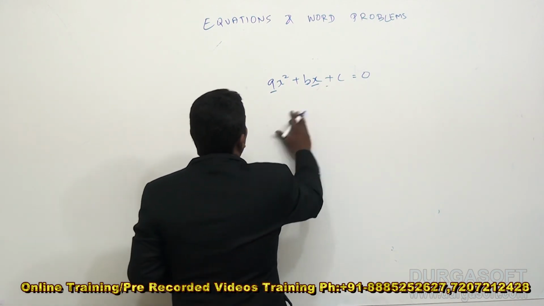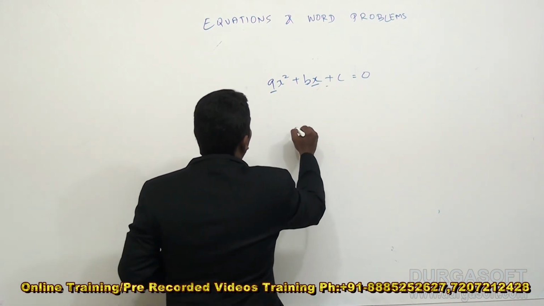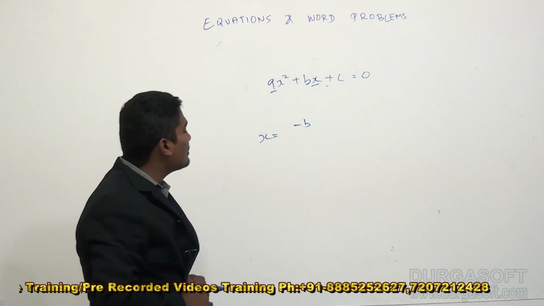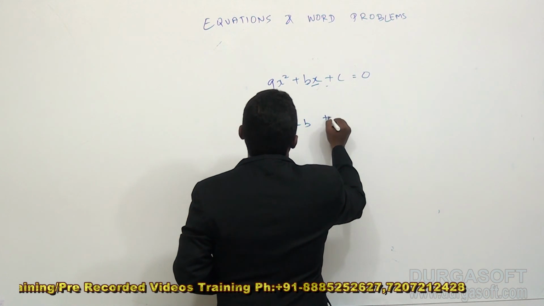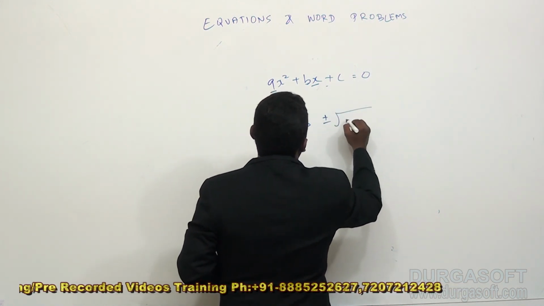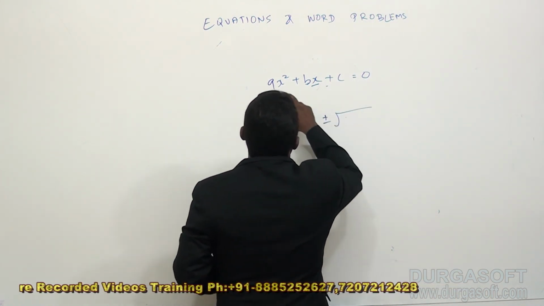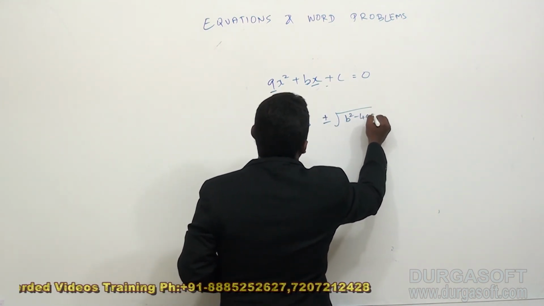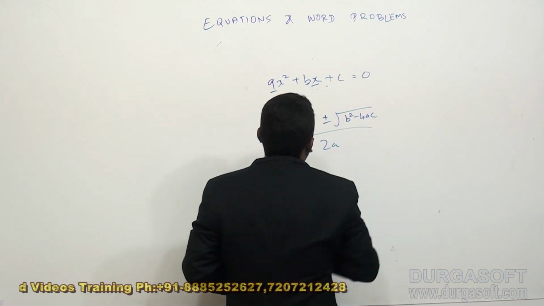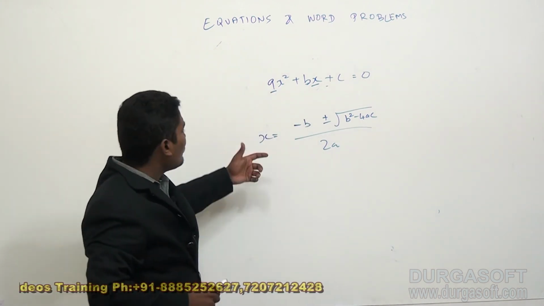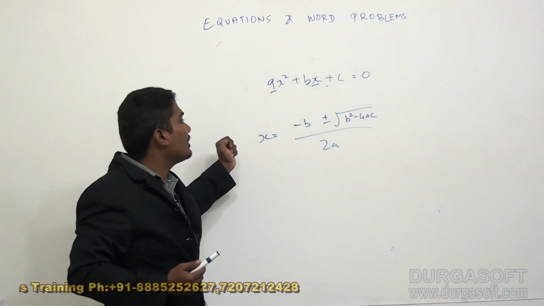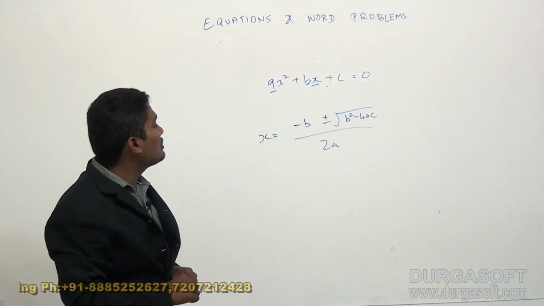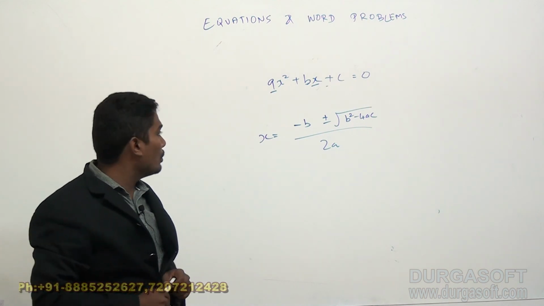The first solution and second solution can be given by the formula: the value of x is minus b plus or minus root of b square minus 4ac, divided by 2a. So the value of x, or the root of the equation, can be given by this formula.